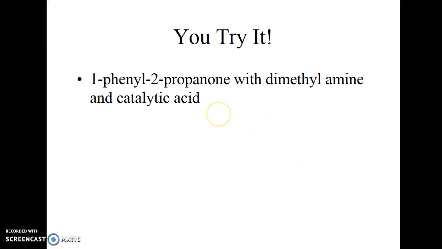Here are a few you try its with new reactions. So go ahead and do 1-phenyl 2-propanone with dimethylamine and catalytic acid. Here's 1-phenyl 2-propanone, and here is dimethylamine. What is the product?